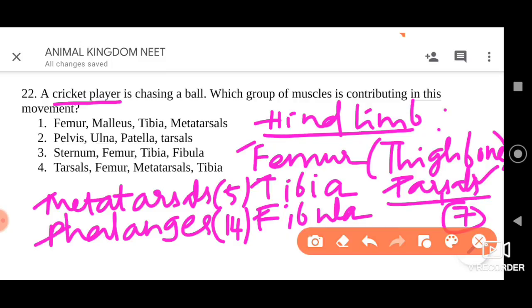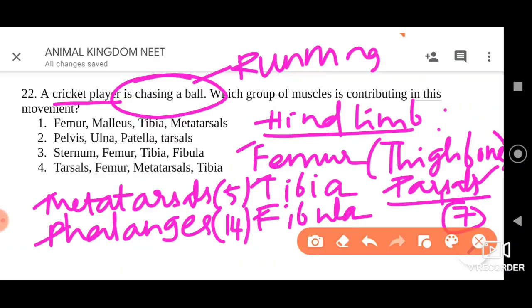Now when a cricket player is chasing a ball, that means he is running. When he is chasing the ball, it is clearly indicating that he is in movement, he is running. So during running, the hind limb assists motion. Hence we can say that muscles of hind limbs contribute in motion. So among the given options, you can go for tarsals, femur, metatarsals and tibia, my dear friends. That will be the correct option.